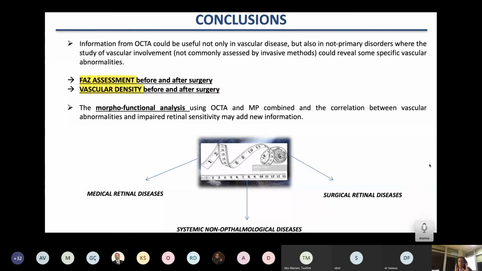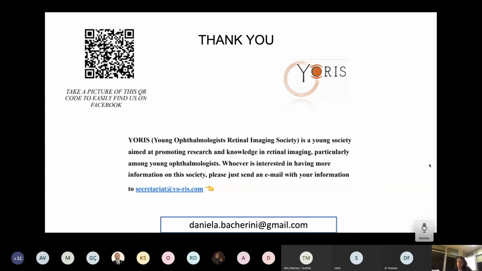However, all new technologies, we have to remember, need to be critically evaluated before they transition from research to routine clinical practice. And we should be mindful of this as we look forward to embracing multimodal imaging. So thank you so much.